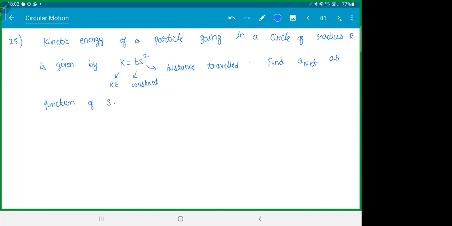Get it? It's an easy one. Find the net acceleration as a function of distance traveled. Mass of the body is m.